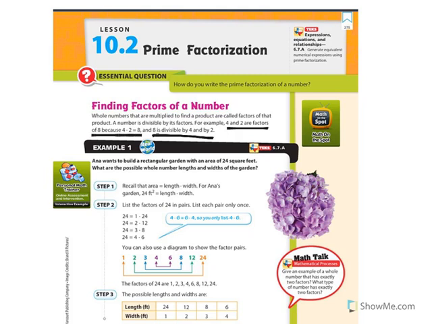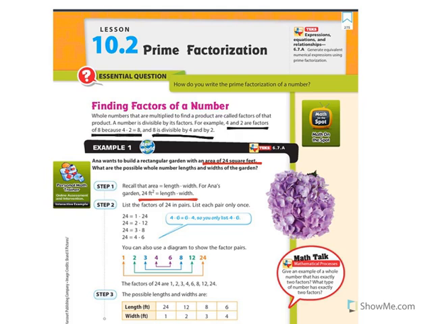Okay? Now, in this first example, Anna wants to build a rectangular garden with an area of 24 square feet. What are the possible whole number lengths and widths of the garden? They tell us first to recall that area equals length times width. And her garden is 24 feet squared, so 24 needs to equal our length times width.